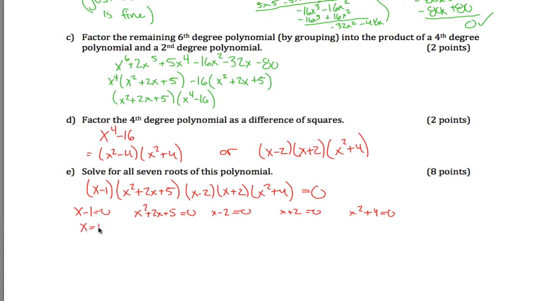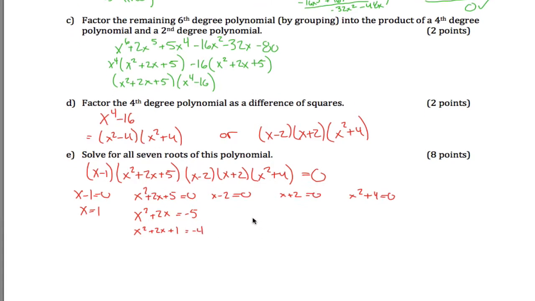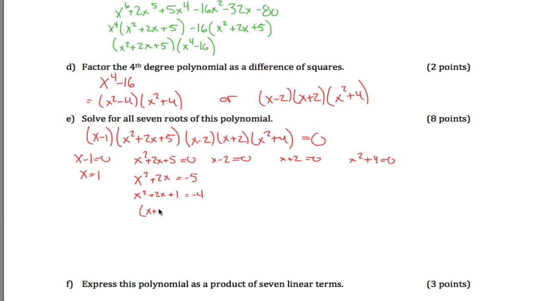Solve this one, just add 1 to both sides. Solve this one, quadratic equation or complete the square. I'm going to complete the square. So I'm going to subtract 5 from both sides. Then I'm going to add 1 to both sides. Then I'm going to recognize that the left-hand side here is really just a perfect square. Then I'm going to isolate the x. So x plus 1 equals plus or minus the square root of negative 4. However, the square root of negative 4 is just 2i. So what I get is that x is equal to negative 1 plus or minus 2i. 2 roots down here.